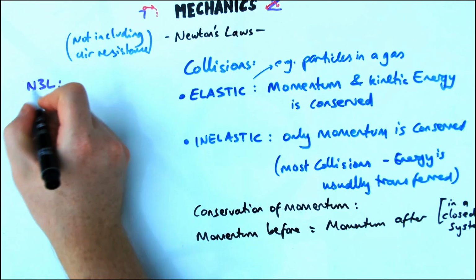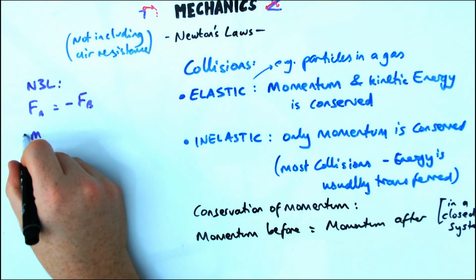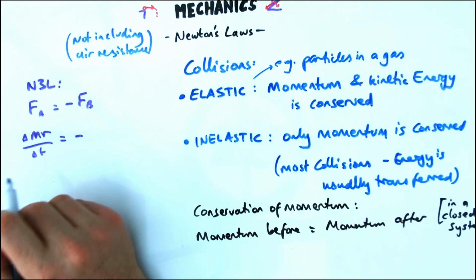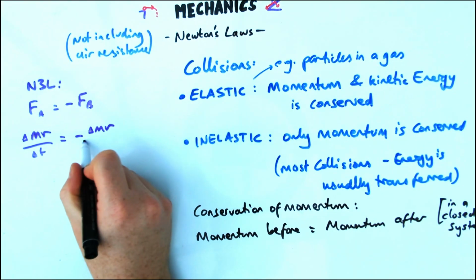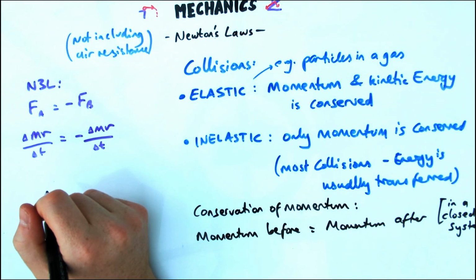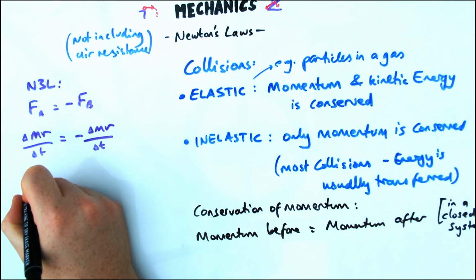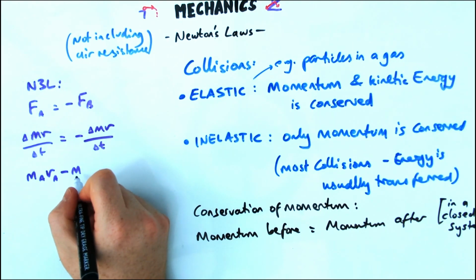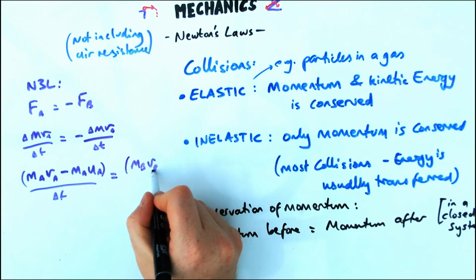So Newton's third law says the force on object A equals the opposite direction force on object B. We indicate that with a minus sign. So if I've got change in momentum over change in time for A, change in momentum over change in time for B, but negative, then what I can do is rearrange this slightly. So change in momentum can also be expressed as mv minus mu for object A, and also for object B, mv minus mu divided by change in time.